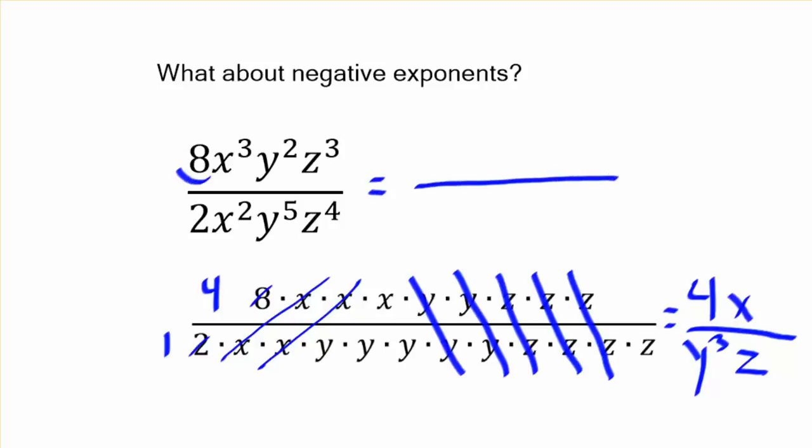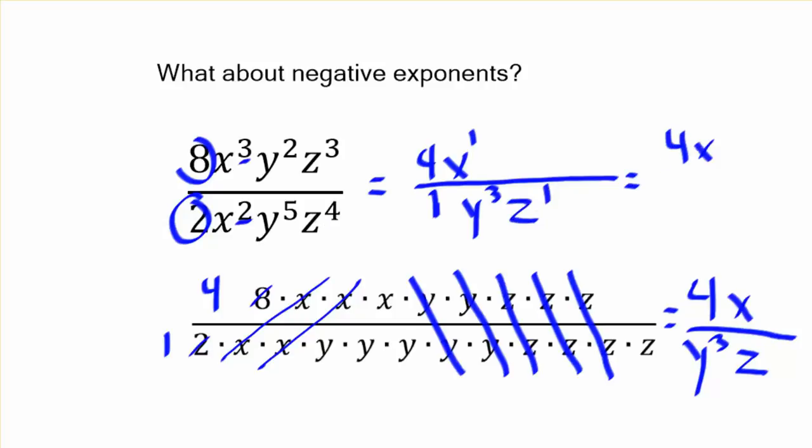Let's do it the short way. Simplify 8 over 2, 4 over 1. You don't really need to write the 1 this time, but let's do it anyway. We subtract, but you notice there's an extra x on the top, so you just leave that after you cancel it out. 3 minus 2 is 1 on the top. There's 3 extra y's on the bottom, so you leave those 3 on the bottom. There's 1 extra z on the bottom, so you leave that on the bottom as well. That's just one more way of getting the same answer.